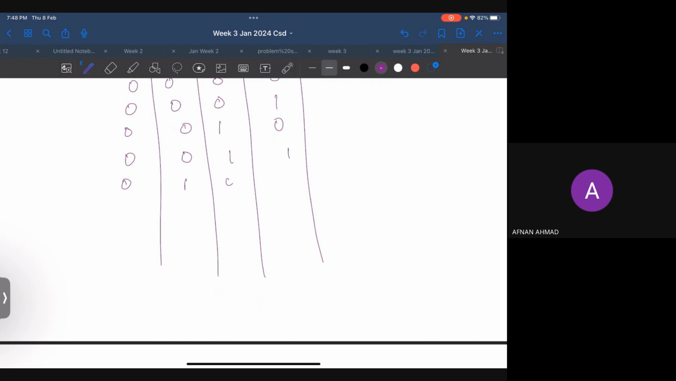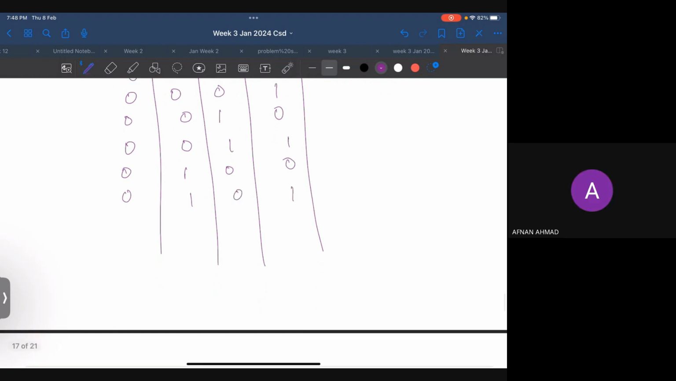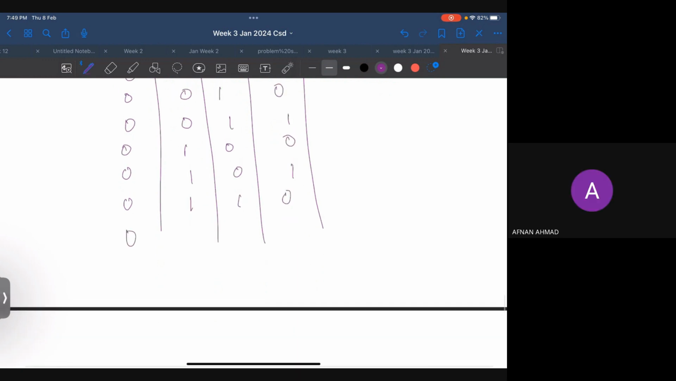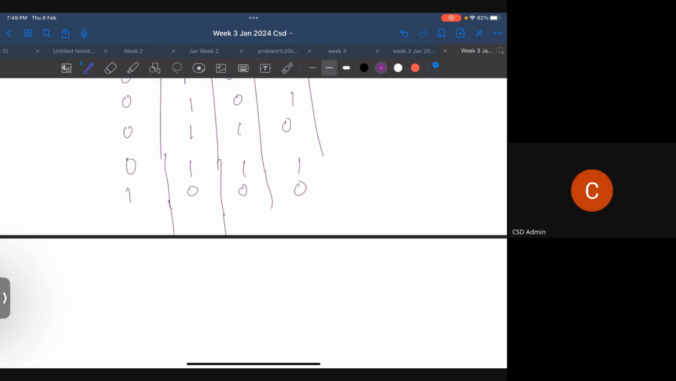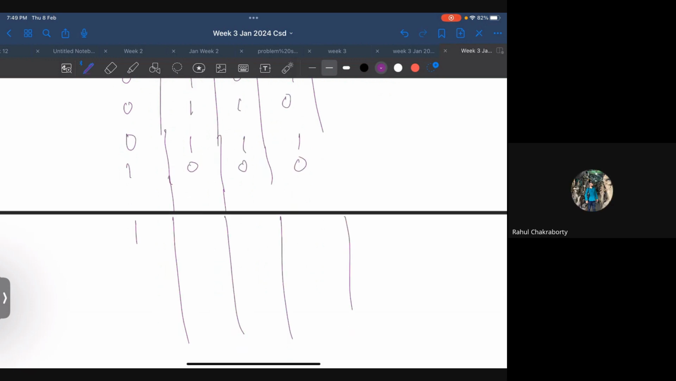And it will be 5, so 0 1 0 1. Then it will be 6, which is 0 1 1 0. Then it will be 7, which is 0 1 1 1. Then it will be 8, so it will be 1 0 0 0. Then it will be 9, so 9 will be 1 0 0 1.